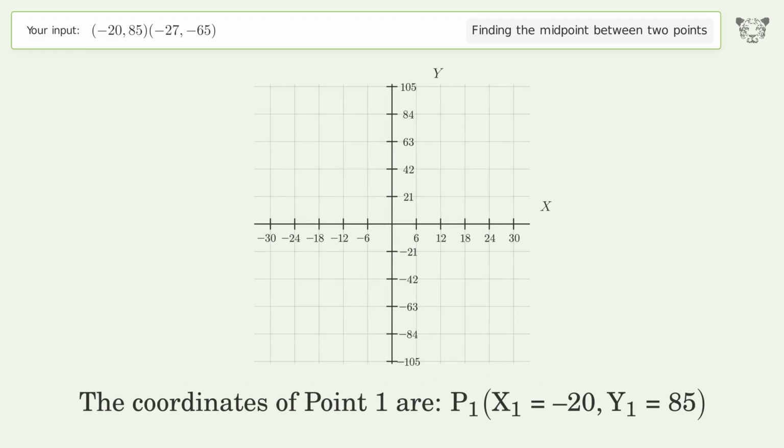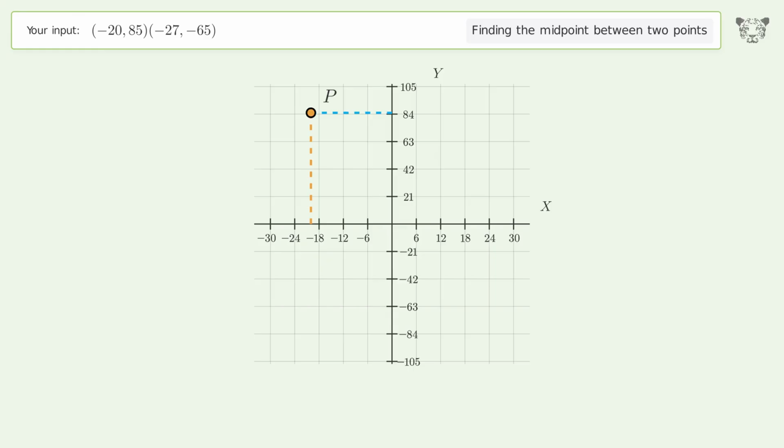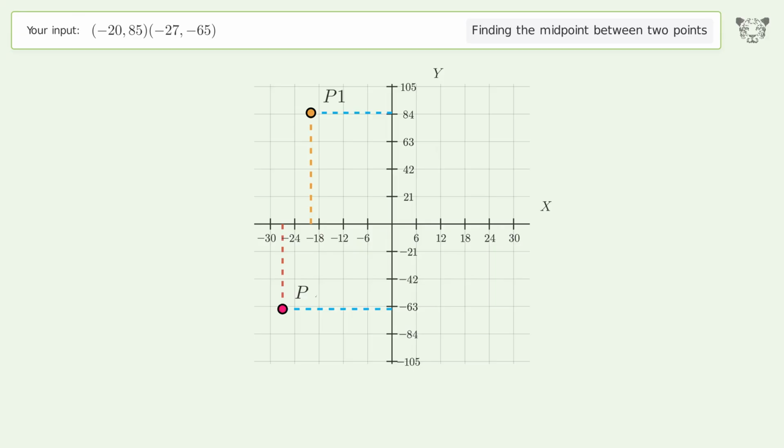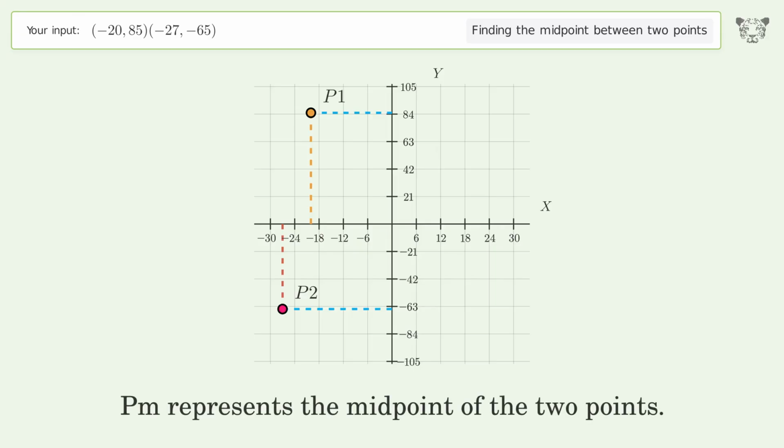The coordinates of point 1 are, x1 equals negative 20, y1 equals 85. The coordinates of point 2 are, x2 equals negative 27, y2 equals negative 65. PM represents the midpoint of the 2 points.